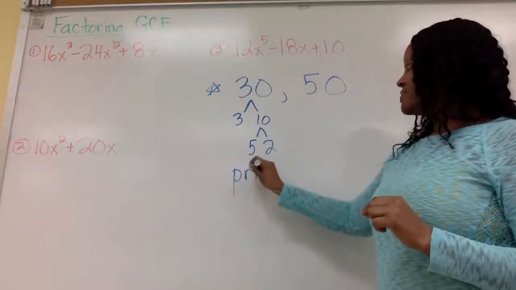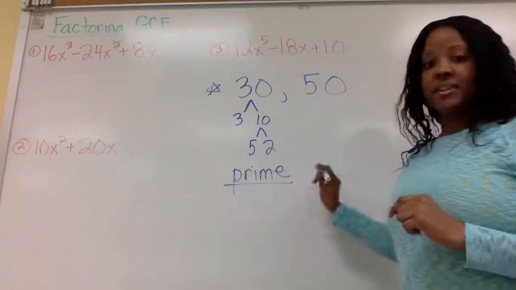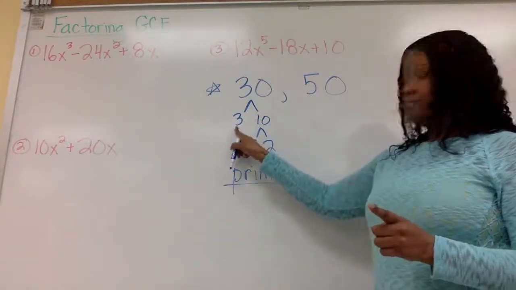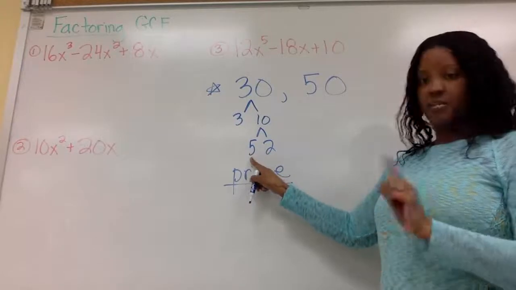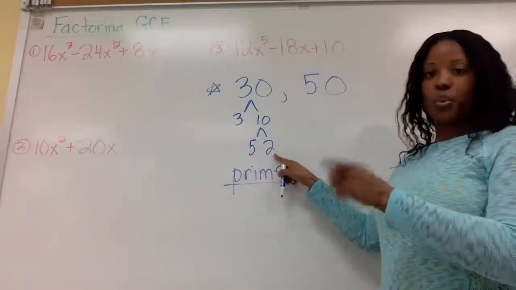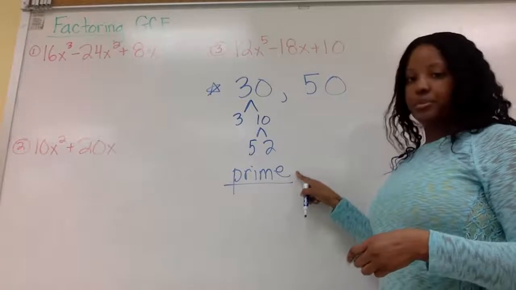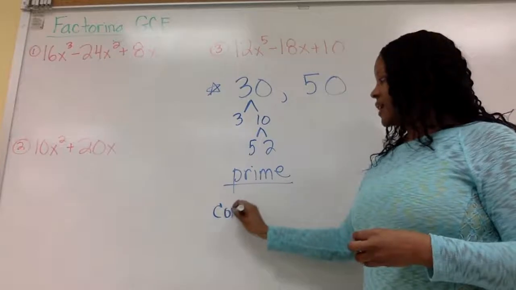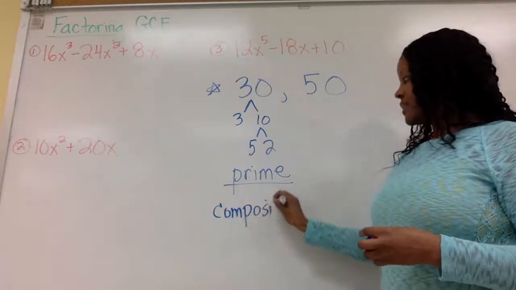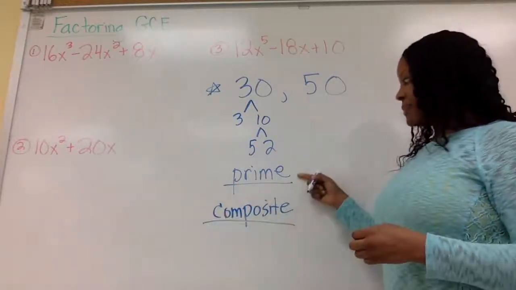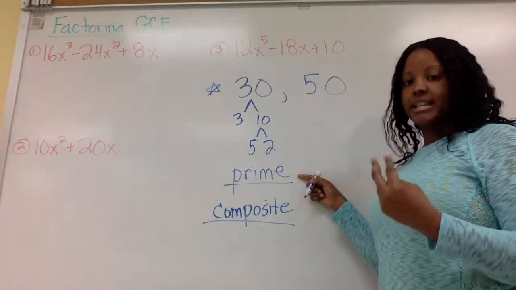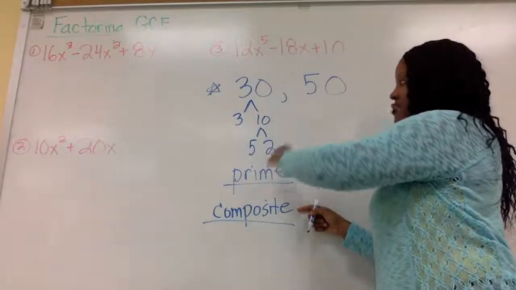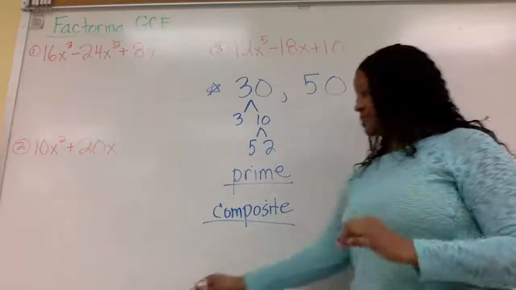So prime numbers are numbers whose only factors are 1 and whatever that number is. So factors of 3, 1 and 3. Factors of 5, 1 and 5. Factors of 2, 1 and 2. All of those are prime numbers. I cannot break those down anymore. If it's not prime, it's a composite number. So prime numbers only have two factors, 1 and itself. Composite numbers have multiple factors. So you know you're finished with a factor tree when you break it all the way down to prime numbers.